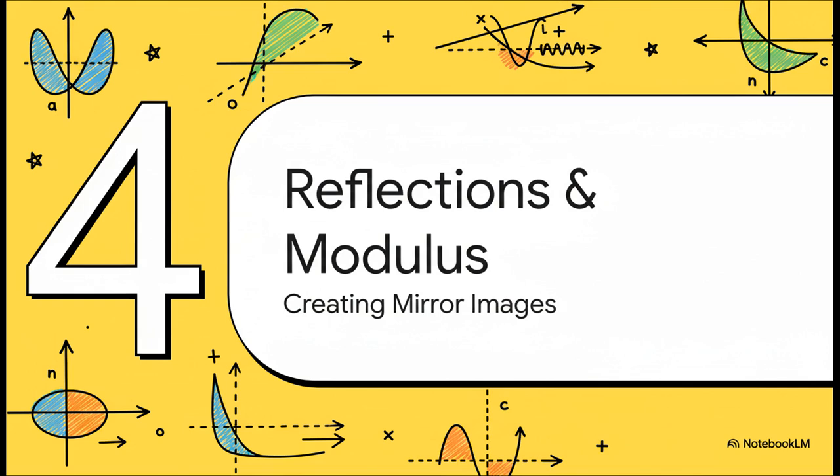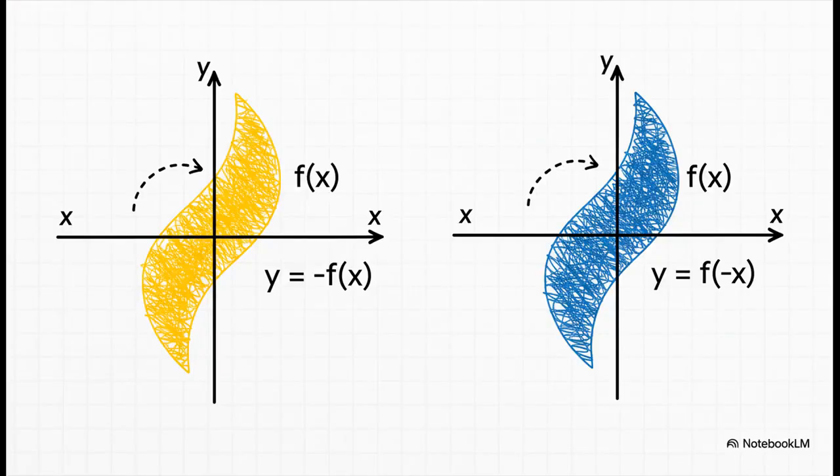Reflections are another really powerful tool we can use, letting us create perfect mirror images across the axes. And you know what? The rules for flipping follow our core idea to a T. If you stick a negative sign outside the function affecting the whole thing, you flip the graph vertically, right over the x-axis. If you put that negative sign inside with the x, it flips the graph horizontally, over the y-axis.